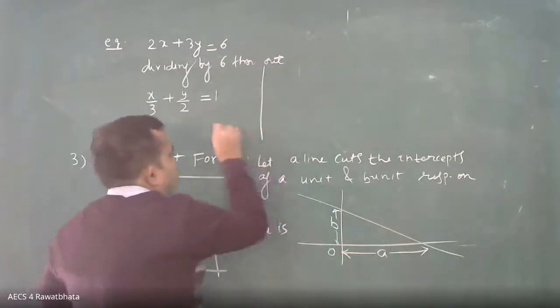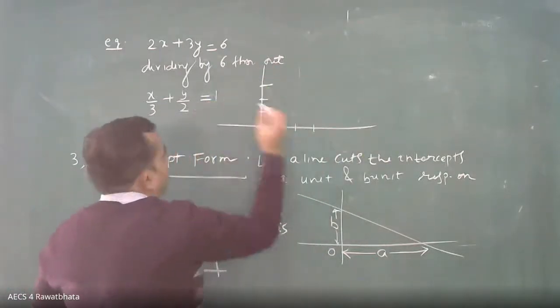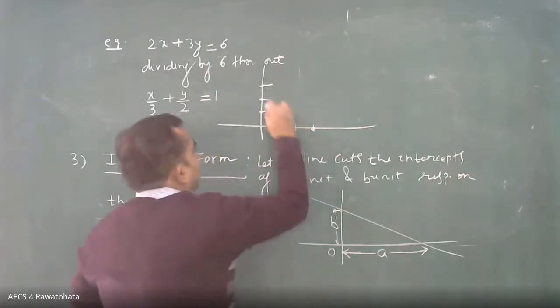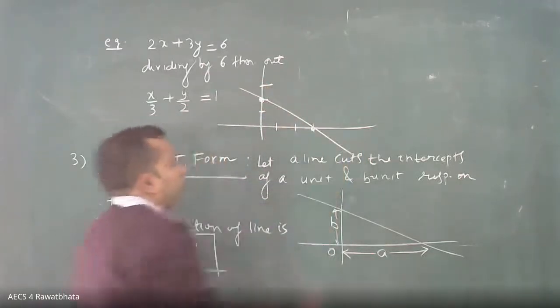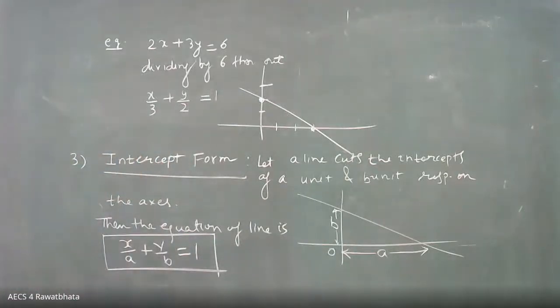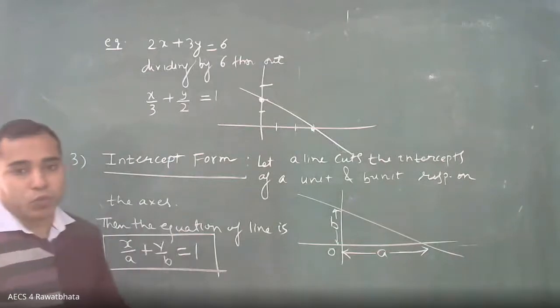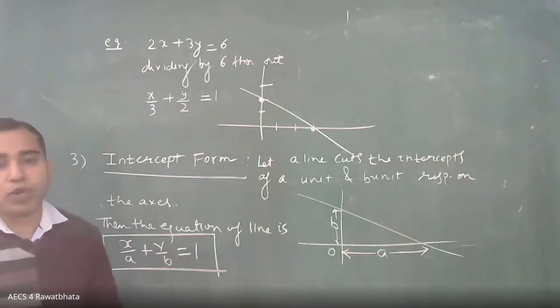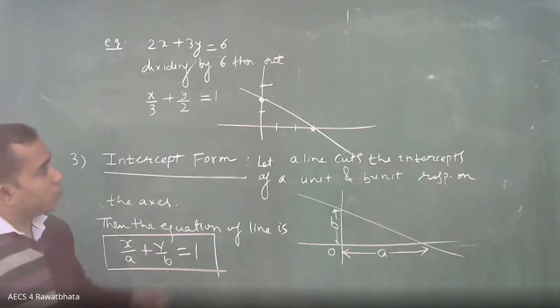How? Draw x and y axis. 1 2 3, 1 2 3. 3 units on x axis, this point, and 2 units on y axis, and join them. Right. And if you remember, I think we discussed the same method. We use the same method in linear inequalities chapter. Right. So one more example.